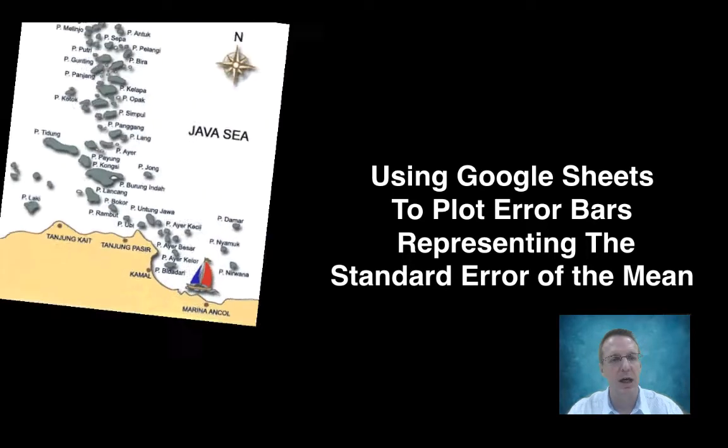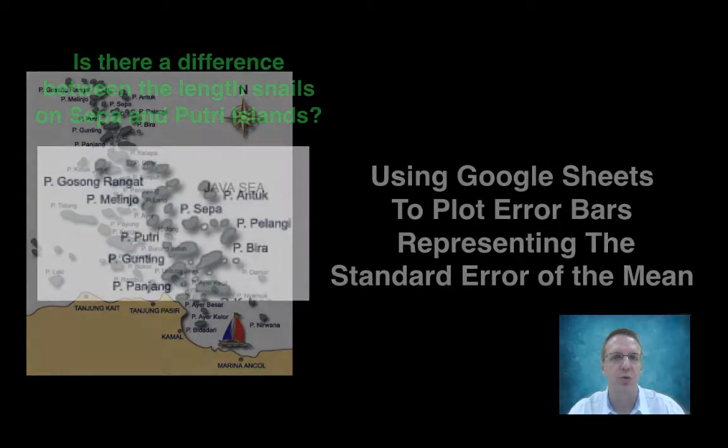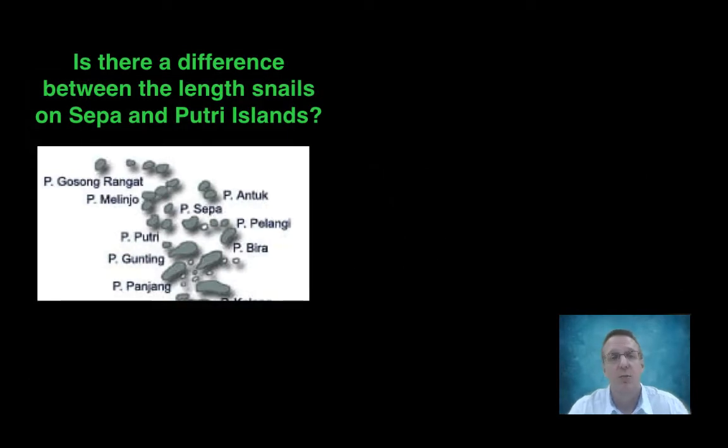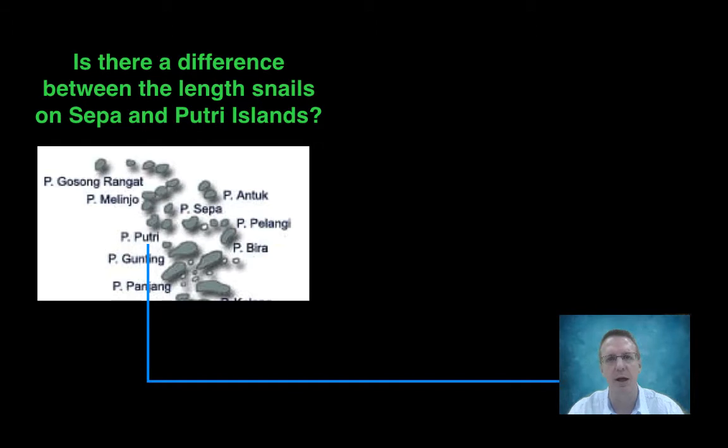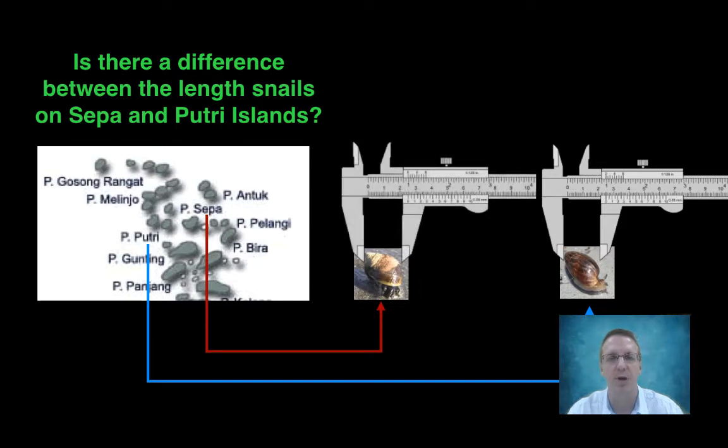The data that we're going to use for this comes from an experiment that was done off the coast of Jakarta in Indonesia. There's a series of islands out there called the Thousand Islands, which I'm sure there's not a thousand out there. But what we were trying to do was to simply answer a relatively simple question. Is there a difference between the snail length on Sipa and Putri Islands, which are two of the islands that are out there? So what we did was we collected a number of snails from Putri Island and measured them with calipers, and then we did the exact same thing with a sample from Sipa Island.